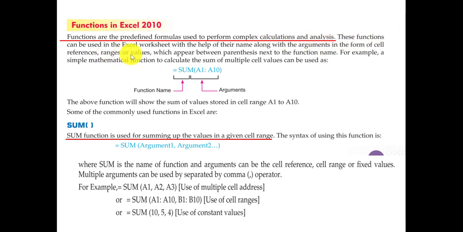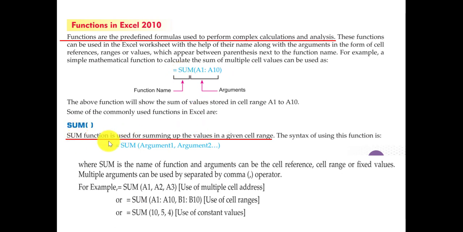These functions can be used in an Excel worksheet with the help of their name along with the arguments, in the form of cell references or ranges of values, which appear between parentheses next to the function name. Let's learn some built-in functions, like this: equals to SUM. We know we have to put the equals to sign before any calculation in MS Excel. SUM is the name of the function, and A1 to A10 are the arguments which we will pass in this function.